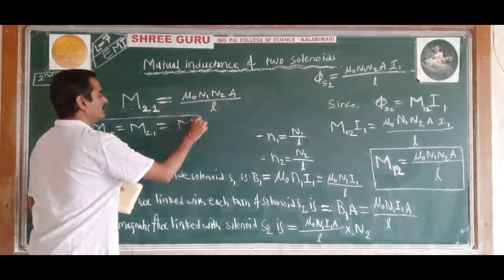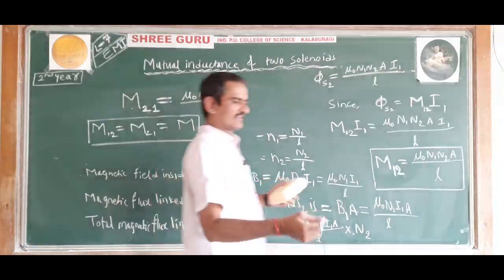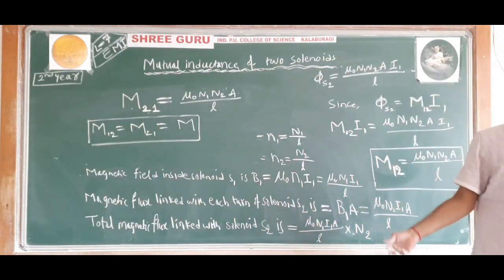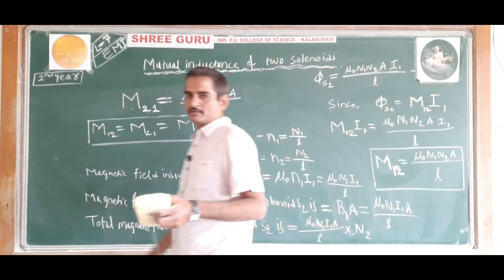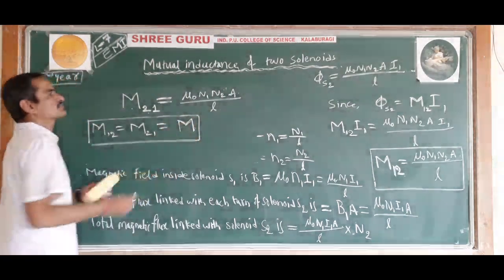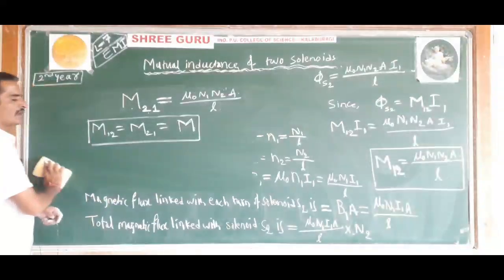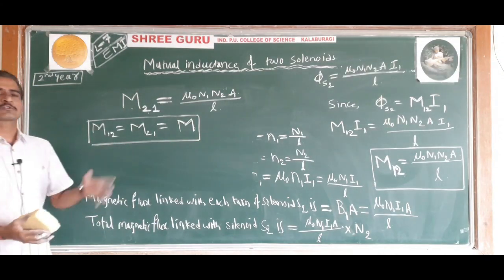So in general, the mutual inductance of one coil with respect to another coil will be the same as the mutual inductance of the other coil with respect to the first coil. Understood? So that is, in general, mutual inductance or mutual induction. This is for an air-cored solenoid.